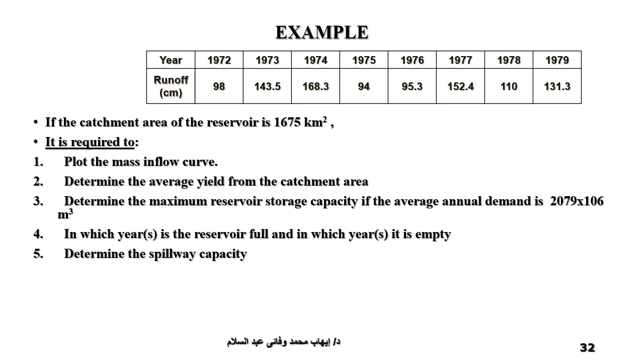Example: years from 1972 to 1979, runoff in centimeters. If the catchment area of the reservoir is 1675 square meters, it is required to plot the mass inflow curve and determine the average yield from the catchment area. Determine the maximum reservoir storage capacity if the average annual demand is 2079 multiplied by 10 cubic meters. In which years is the reservoir full and in which years is it empty? Determine the spillway capacity.